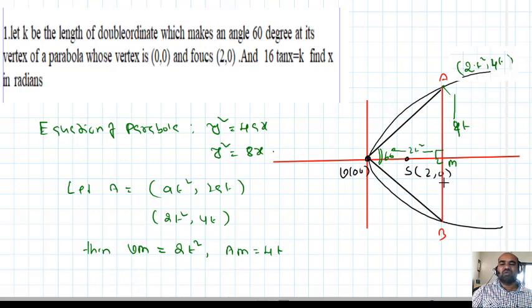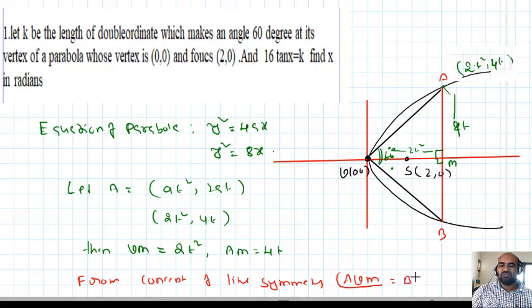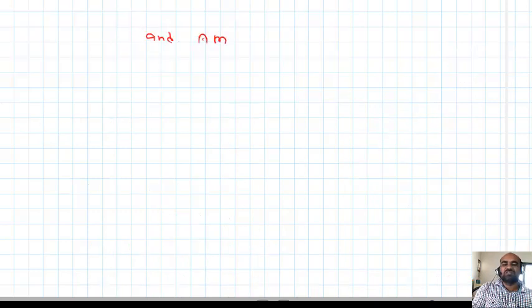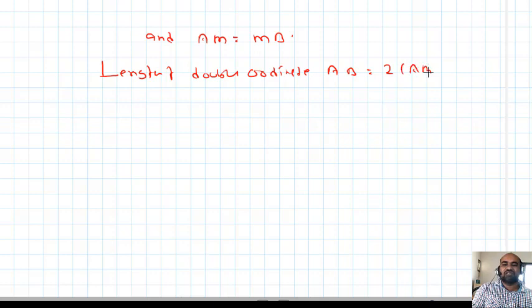What should we find? The length of the double ordinate. By the line of symmetry concept, the axis is the line of symmetry for the parabola, so angle AVM equals angle BVM equals 30 degrees and AM equals MB. The length of the double ordinate AB is 2 times AM, that is 2 times 4t, equal to 8t. Now we want to find the t value.